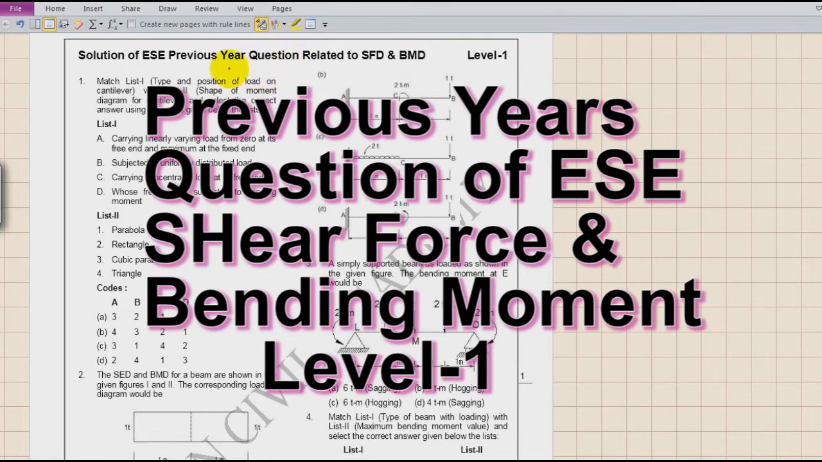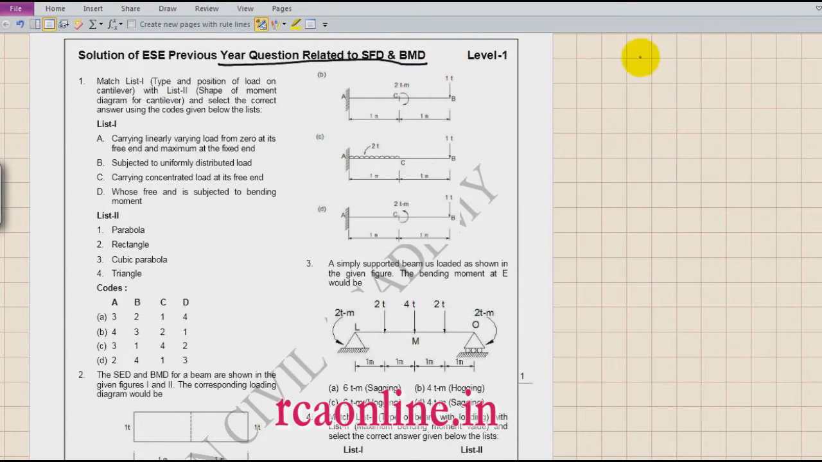Let us take the solution for the previous year questions related to SFD and BMD. This is level 1, and in this I will be taking some easy questions. In level 2 I will be taking the tough ones. The ratio is approximately 1:3. Total 75 questions have been asked till now, out of which 40-45 are easy and 15 or 20 are a little bit tough. So let us take simple questions first.